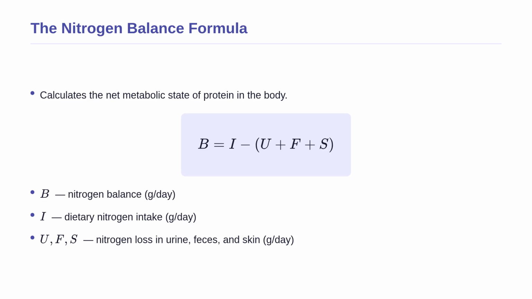If intake I increases, the balance B becomes more positive, indicating tissue growth and healing. Conversely, if the losses increase without a matching intake, the balance drops into the negative, indicating dangerous muscle wasting.